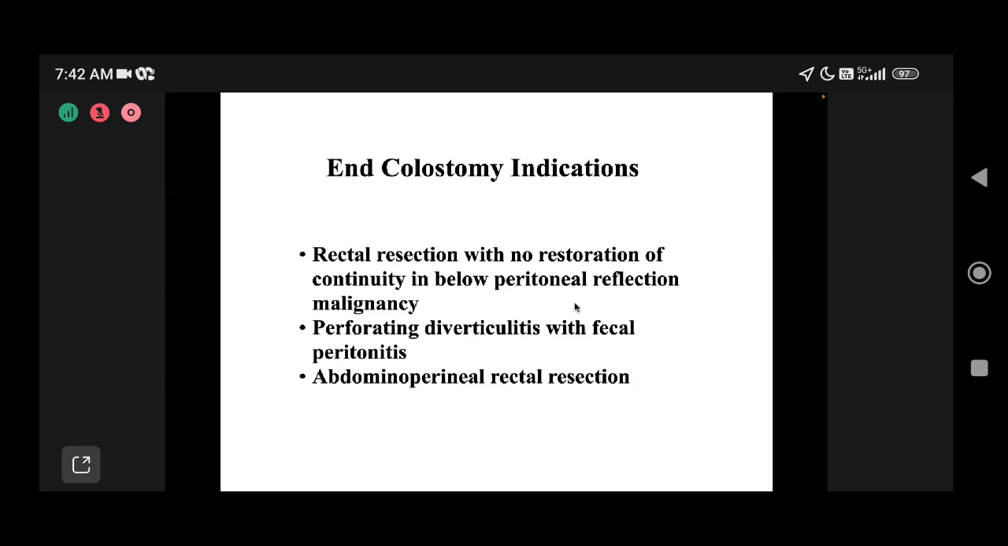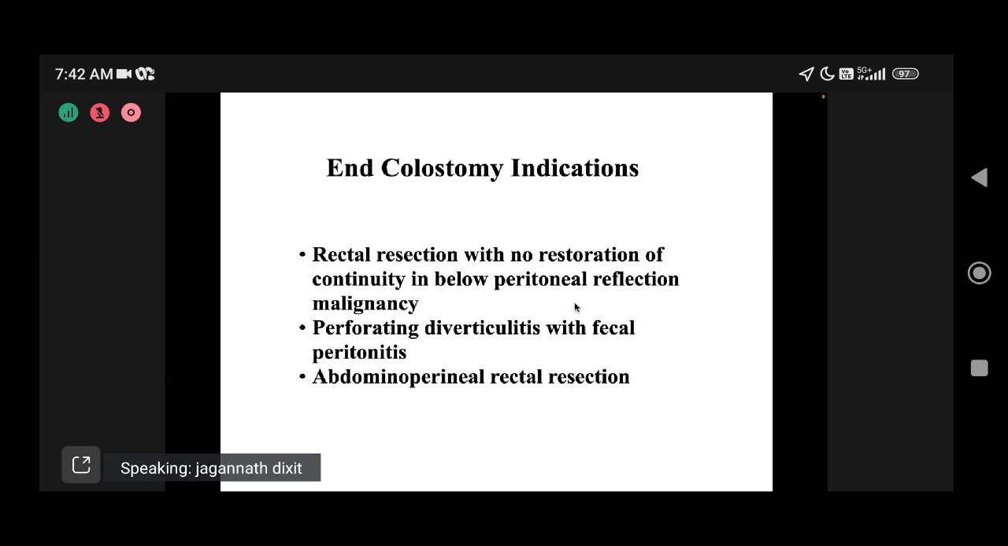So coming to end colostomy indications. Here: rectal resections with no restoration of continuity below the peritoneal reflection, malignancy, and perforating diverticulitis with fecal peritonitis.